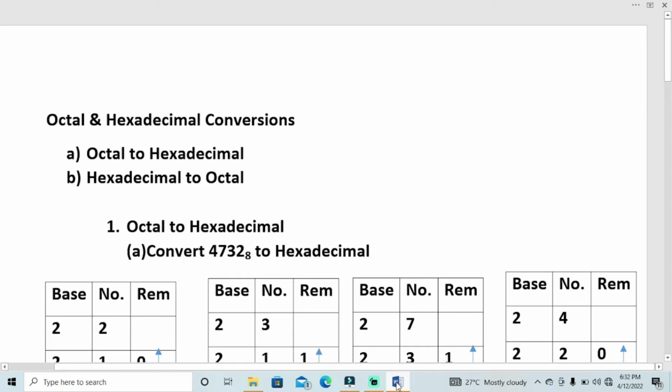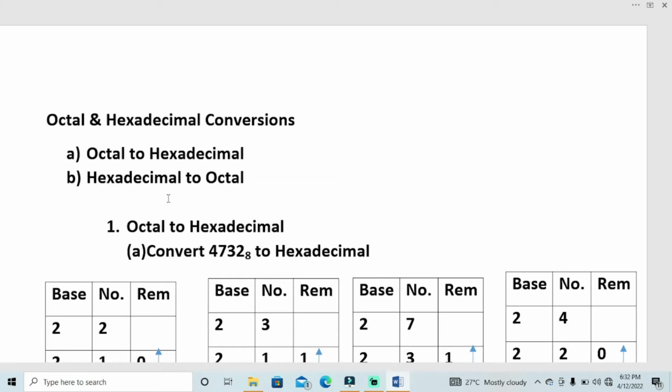So today we are going to be looking at octal and hexadecimal conversions. There are around 6 types, but in this video we have 2. That's basically because we have covered the others in other videos, like binary conversions and decimal conversions. So you might want to check those videos out.